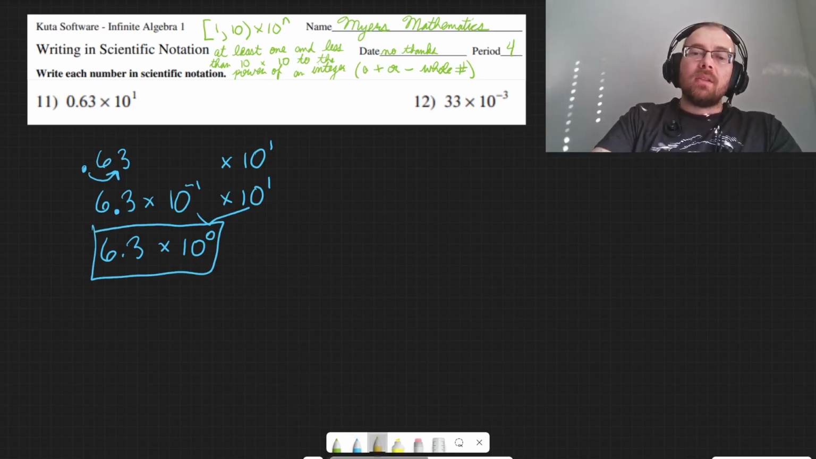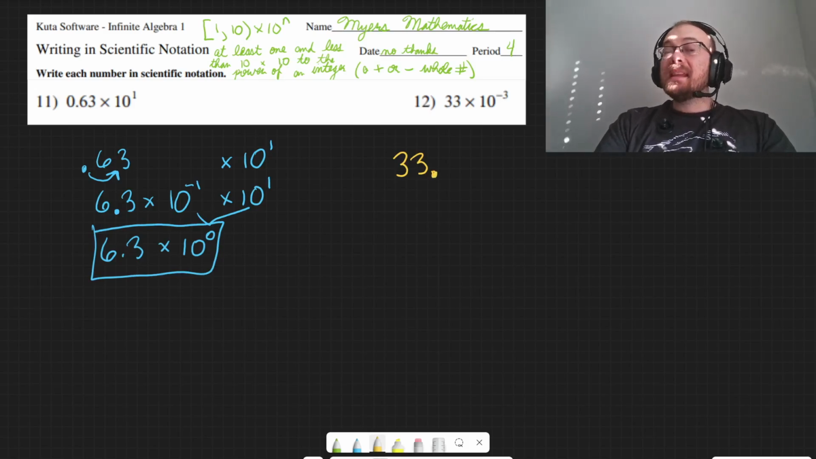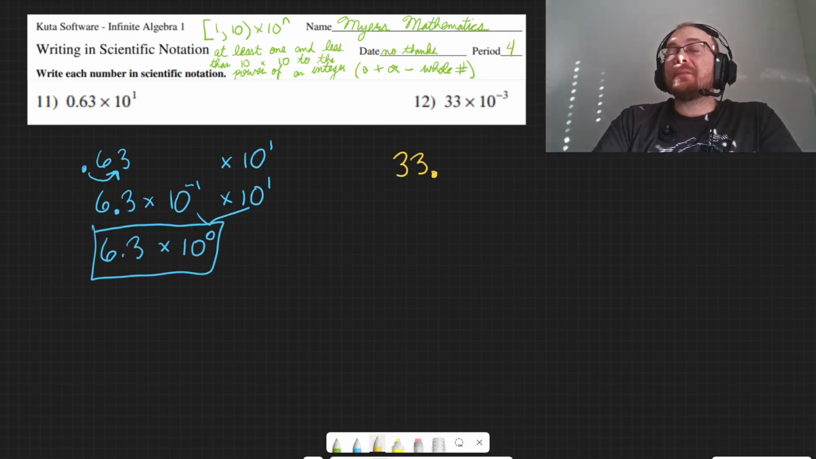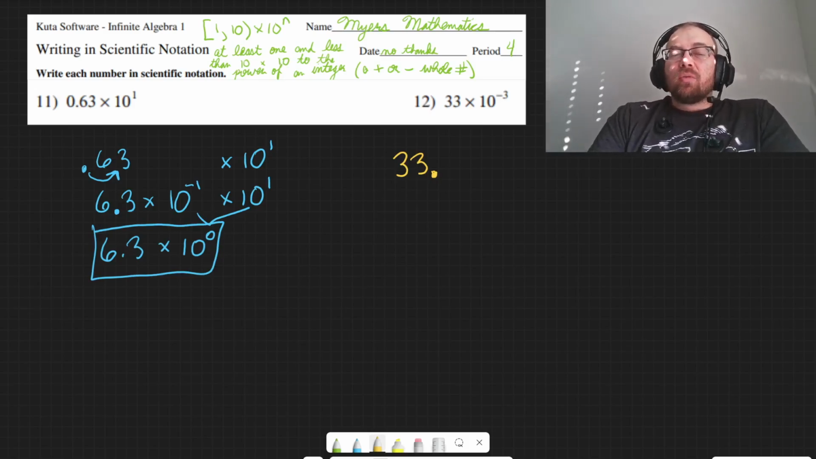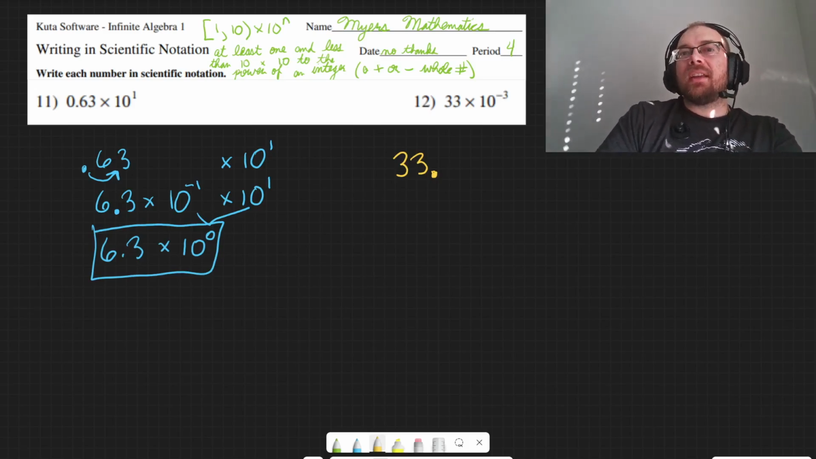Okay, then we have number 12. And let's do it again. So we have that 33 number. All right. And this time, if you don't see the decimal place, remember it's to the right. It's immediately to the right of the rightmost digit. That's where the decimal place is if you don't see it. There's a lot of things in math that are hidden, right? Like I can times any number by 1 and it stays the same. So there's like a hidden times by 1 everywhere. And I can add 0 to anything, and that doesn't change anything.